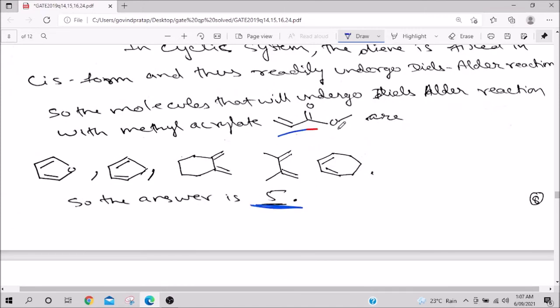Just in case you do not know methyl acrylate, this is what methyl acrylate is. Methyl is because in the ester, this substituent that comes first is methyl. Acrylate is this acryl group, and 'ate' is because it is an ester. Okay.